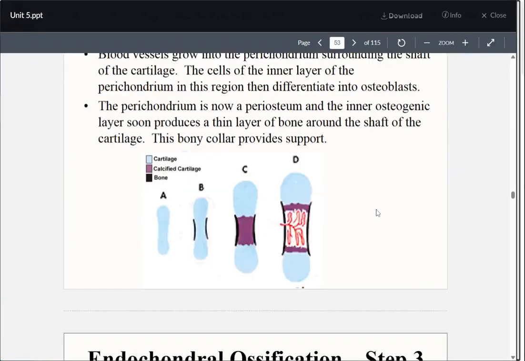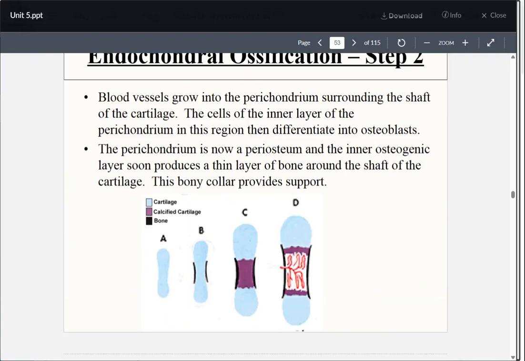Eventually, though, blood vessels will grow into the tissue surrounding the shaft of cartilage. These cells of the inner layer will then become differentiated into osteoblasts. The outer layer, the membrane surrounding that cartilage, will become periosteum, and it's going to produce a thin layer of bone around the cartilage, providing a bony collar of support.